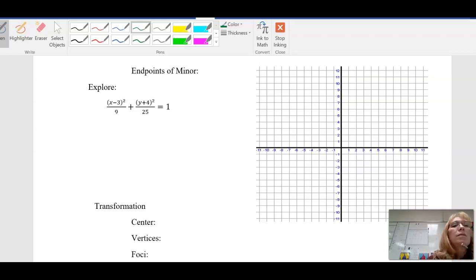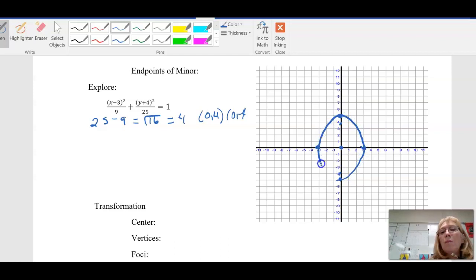Okay, let's try yours. Pause and give it a shot. So your original center was 0, 0. The x-axis was at 3. Your y was at 5. And then you did your foci. So you took 25 minus 9 equals 16. Square root of 16 is 4. So your foci is going to be on the y. So it was 0, 4 and 0, negative 4. And draw in your ellipse.